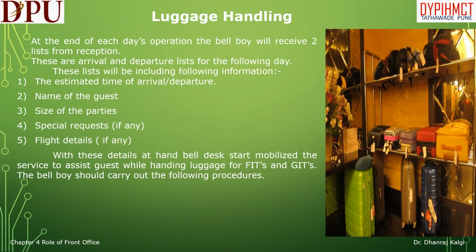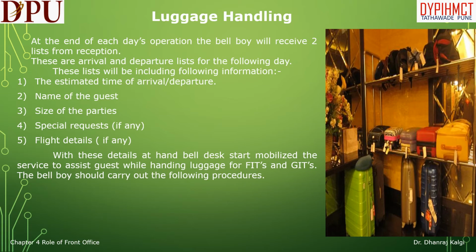Luggage handling. At the end of each day's operation, the bellboy will receive two lists from reception. These are arrival and departure lists for the following day. These lists will include the following information: the estimated time of arrival or departure, name of the guest, size of the parties, special requests, flight details. With these details at hand, the bell desk mobilizes the service to assist guests while handling luggage for FIT and GIT.